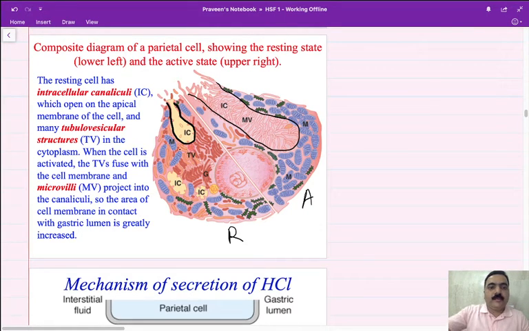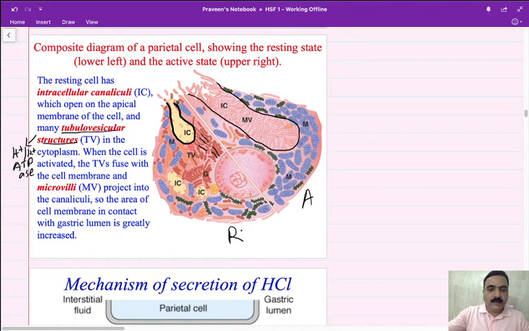What you see over here is the tubulovesicular structure. You can see the small, elongated vesicles. These elongated vesicles, the tubulovesicular structures, carry the H plus K plus ATPase pump, which is the primary active transport, and it is located on these tubulovesicular structures.